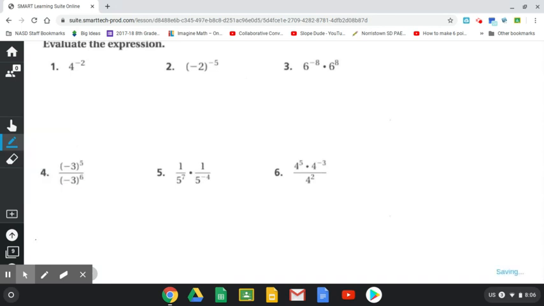Okay, friends, let's go over these. So this first example I have is 4 to the negative 2. We don't want that negative up there. So we know we have an imaginary over 1, right? So we're going to flip this down. So this is going to become 1 over 4 squared, positive. And that's the same thing as 1 over 16. My answer here is 1 over 16.